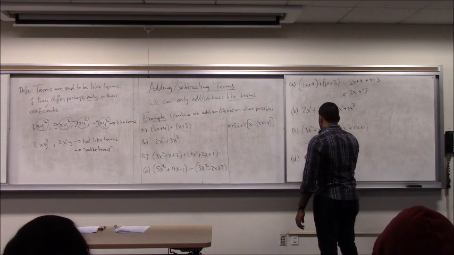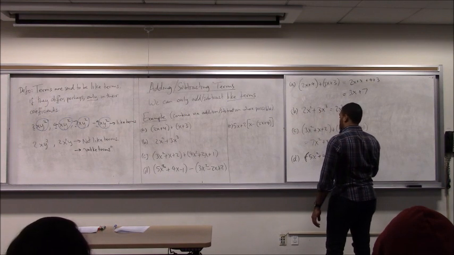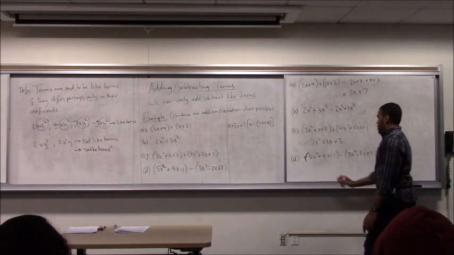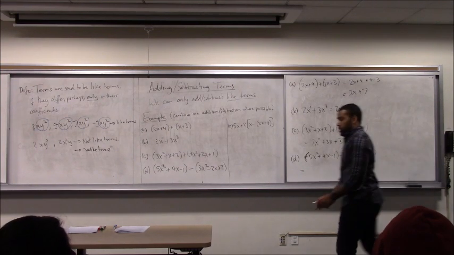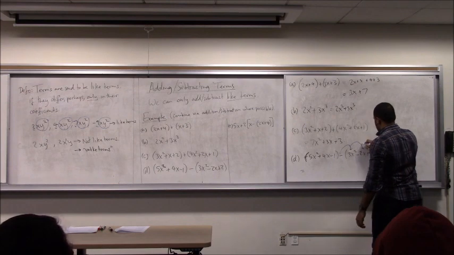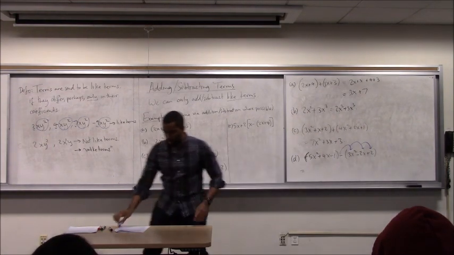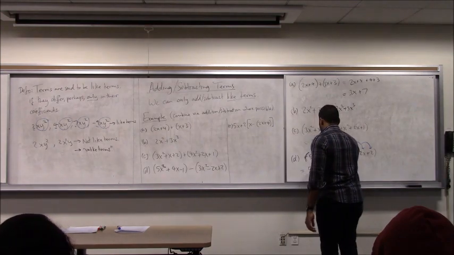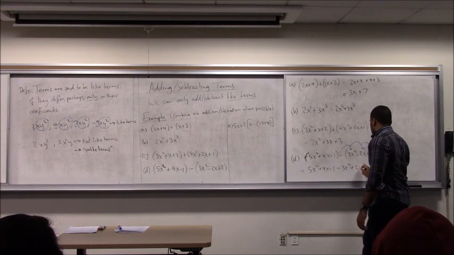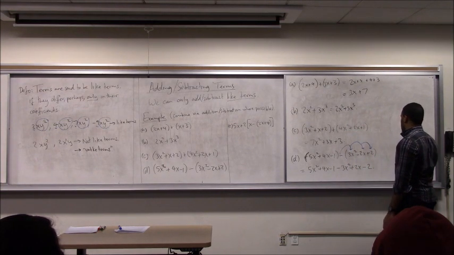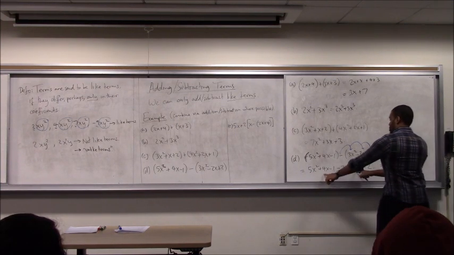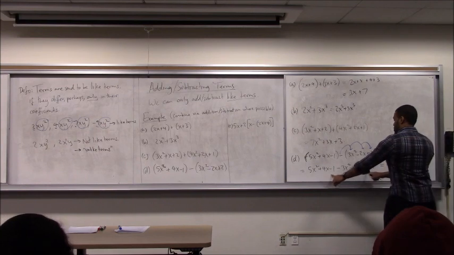We have 5x squared plus 4x minus 1 minus 3x squared plus 2x minus 2. First you have to distribute. The fact that there's a negative sign in front of the parentheses means you have to distribute here. So this is 5x squared plus 4x minus 1 minus 3x squared minus 2x plus 2. Now you combine these: 2x squared plus 6x plus 1.